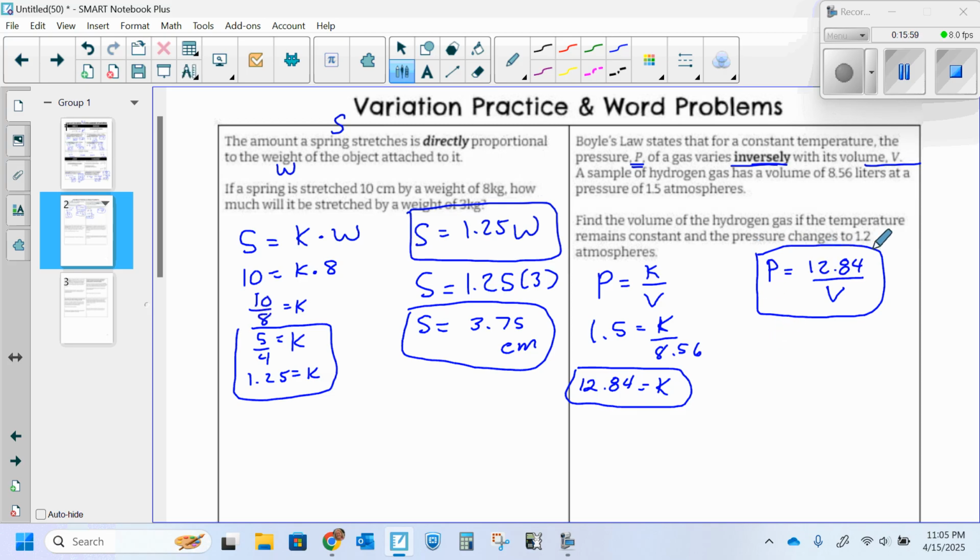All right, now it says find the volume of the hydrogen gas if the temperature remains constant and the pressure changes to 1.2. So this time we're going to find V. So 1.2 equals 12.84 over V. To get V out of there, you have to multiply both sides by V and then divide by 1.2. So you're going to get 10.7. Your volume is being measured in liters.